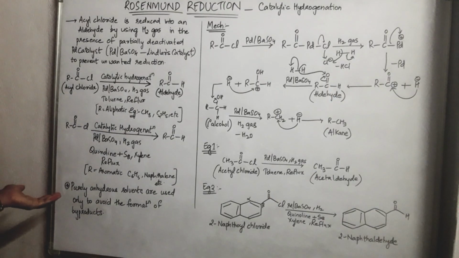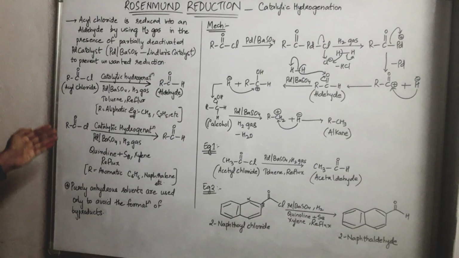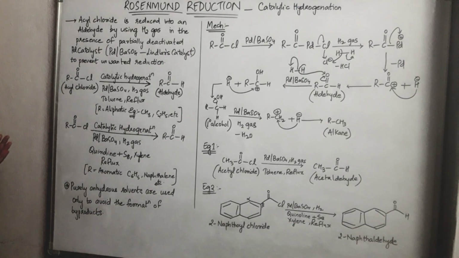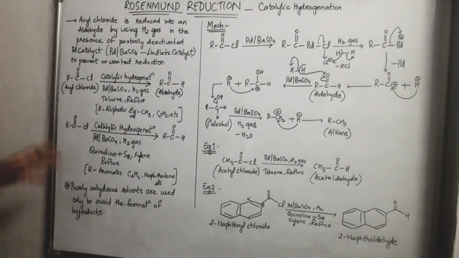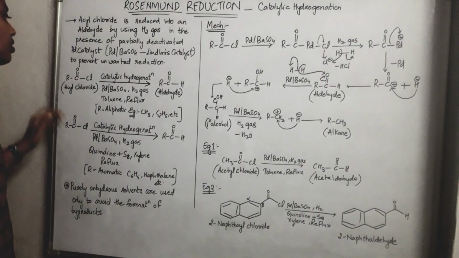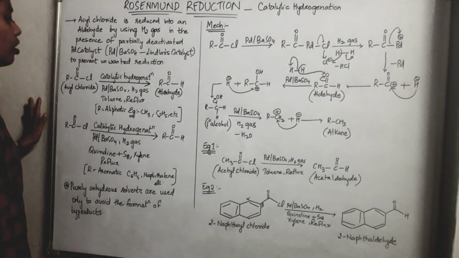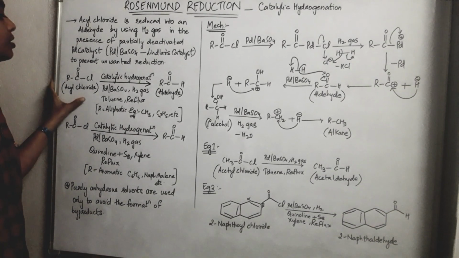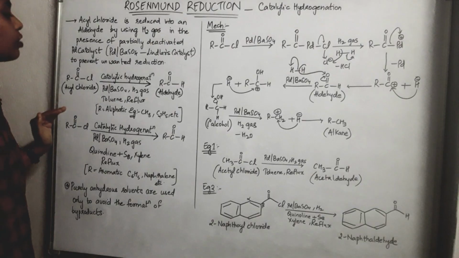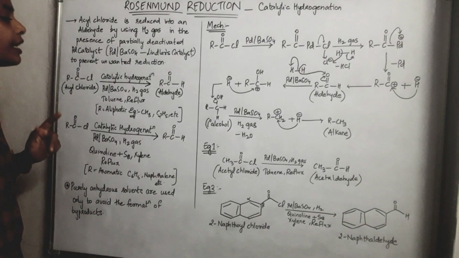So how are we deactivating it? By using BaSO4. We are going to poison the palladium catalyst by using BaSO4, converting it into a partially deactivated palladium catalyst. So Pd/BaSO4 is called Lindlar's catalyst. So here, if the R group that we are taking is an aliphatic group, then we will be using an anhydrous solvent, which is toluene, and then we are going to reflux the reaction, where we will be getting our aldehyde.